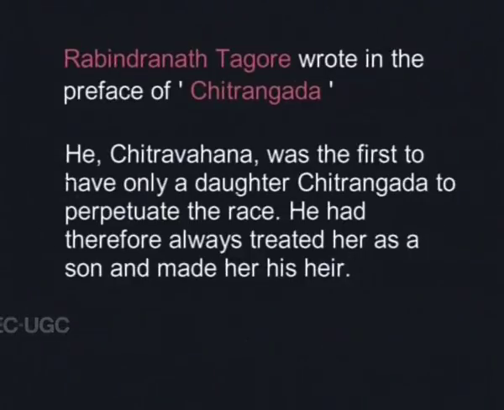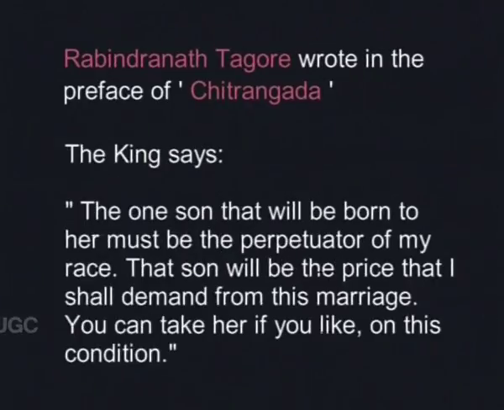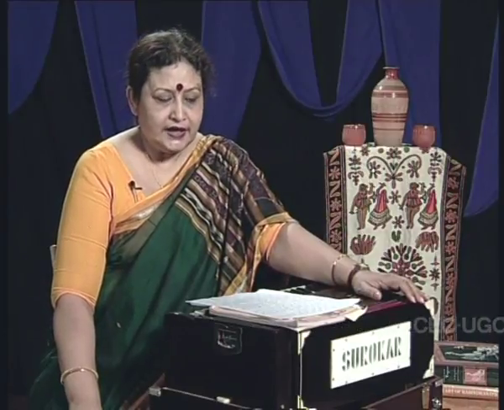He had therefore always treated her as a son and made her his heir. Continuing, the king said, "The one son that will be born to her must be the perpetuator of my race. That son will be the price that I shall demand from this marriage. You can take her if you like on this condition." Arjuna promised this and took Chitrangada to wife and lived in her father's capital for 3 years. When a son was born to them, he embraced her with affection and, taking leave of her and her father, set out again on his travels.